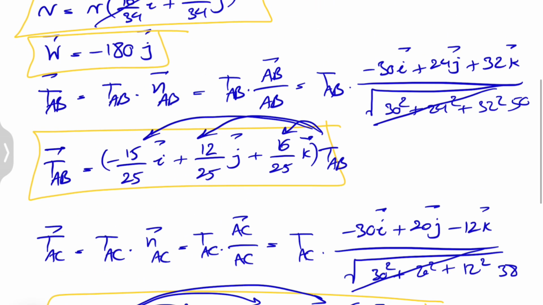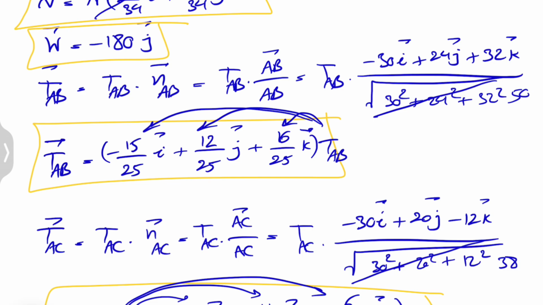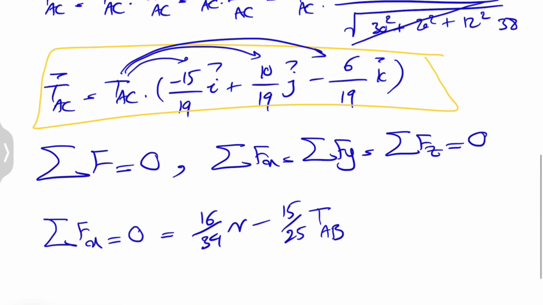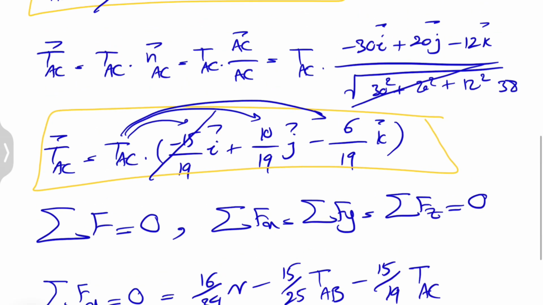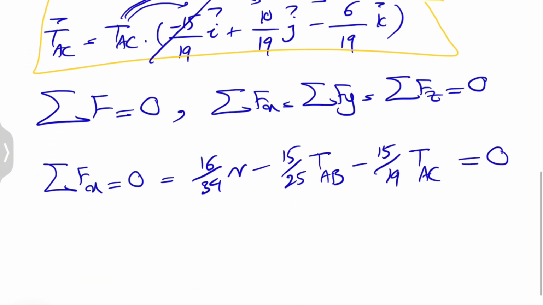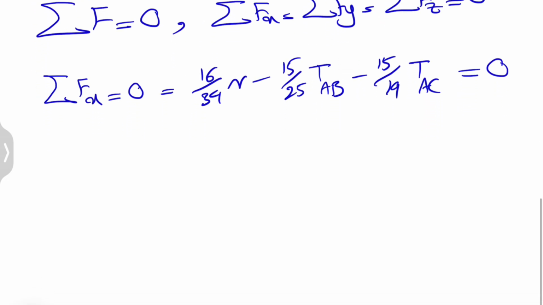W doesn't have any i component, it will be only y. So we have minus 15 over 25 for TAB, so minus 15 over 25 TAB, and also TAC has x component, minus 15 over 19 TAC. So that's done too. Will be equal to 0. We have all the three unknowns in this equation, which means we cannot do anything. Let's go to the second one.